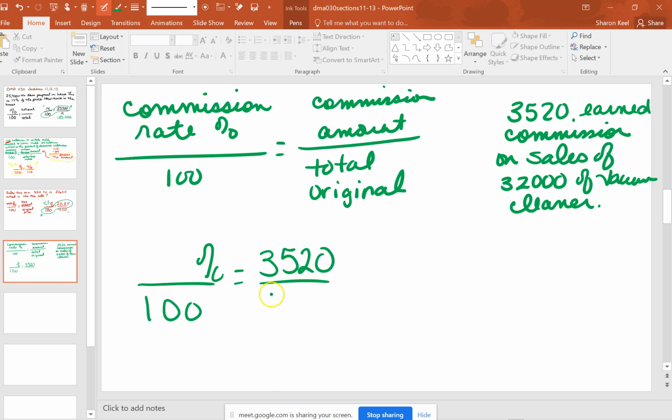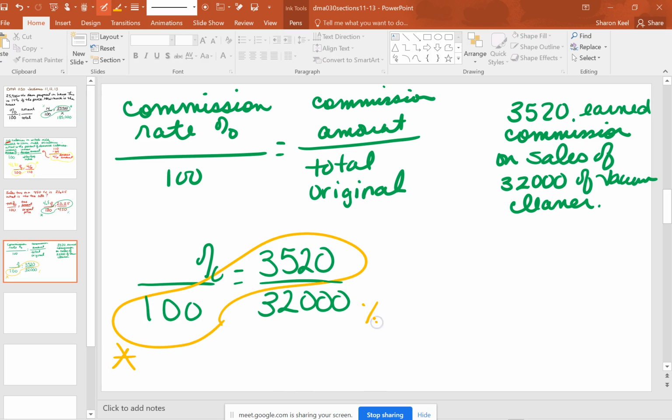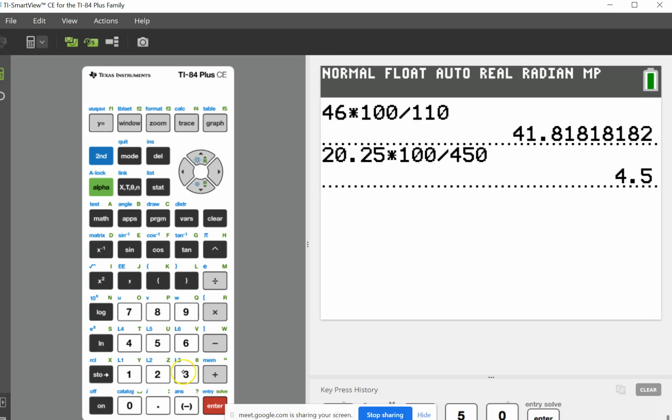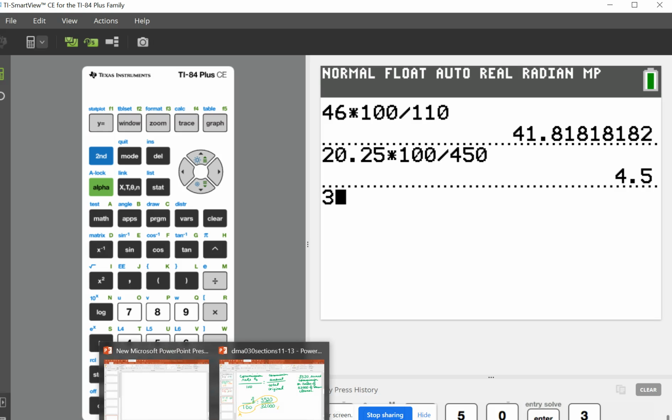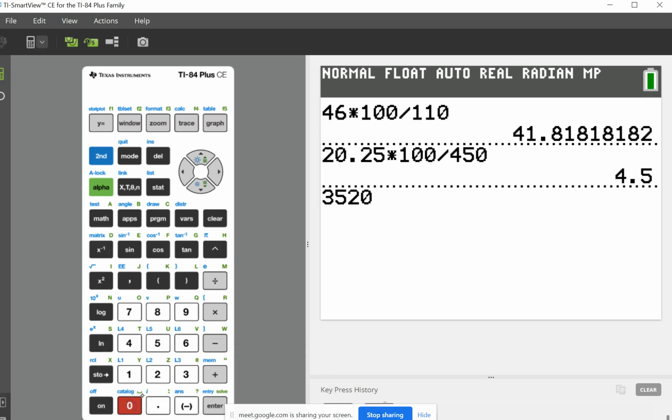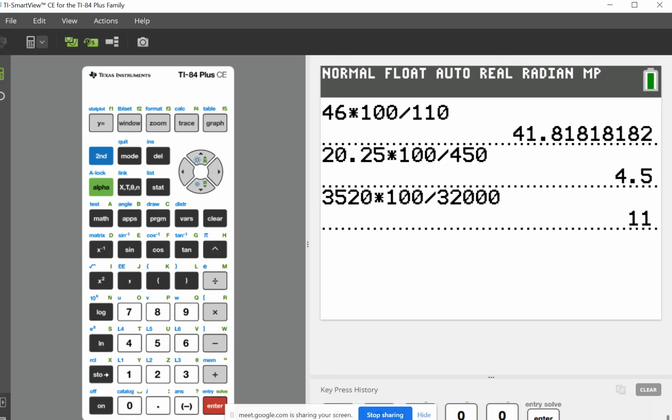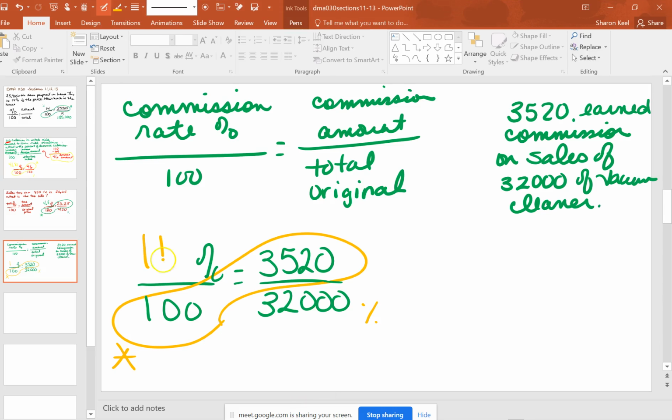$3,520 is the commission amount, and $32,000 was the total sales for those vacuums. So again, we're multiplying these two and dividing by the 32,000. So 3520 times 100 divided by 32,000 gives us a commission rate of 11%. So that would be 11%.